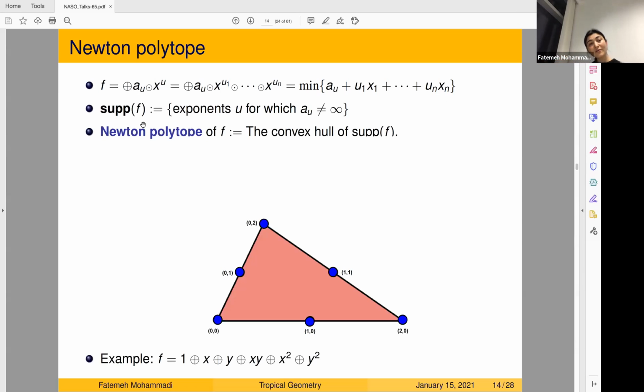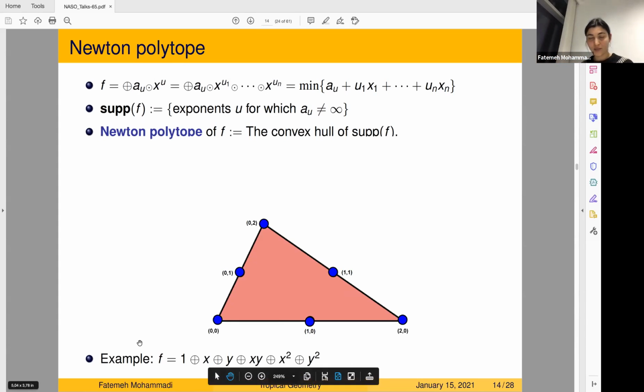Okay, and then we are going to define the support of this polynomial. The support is all those exponents such that the corresponding coefficient is not infinity. So you take all these exponents u_1 to u_n, and you plug them in as vectors in R^n, and then you take the convex hull of all those points.